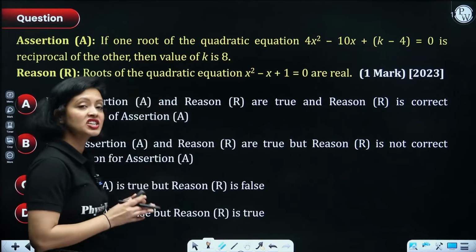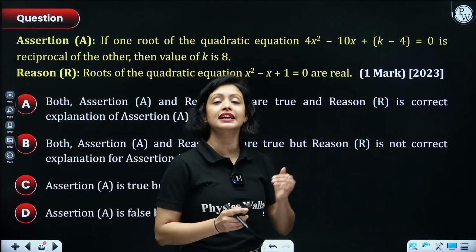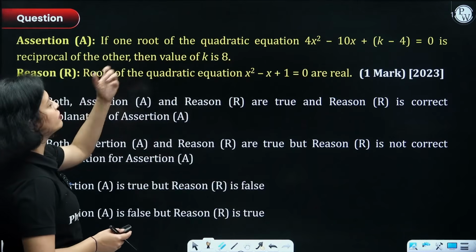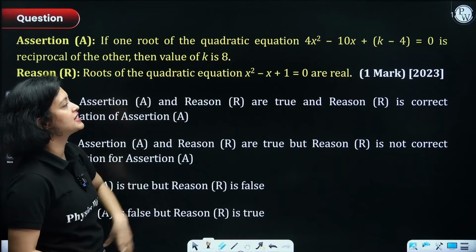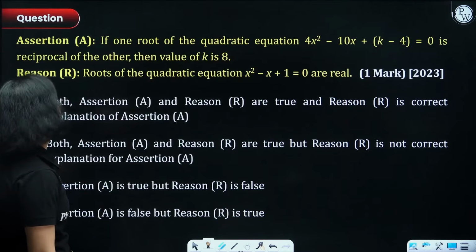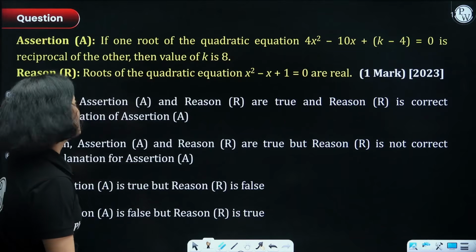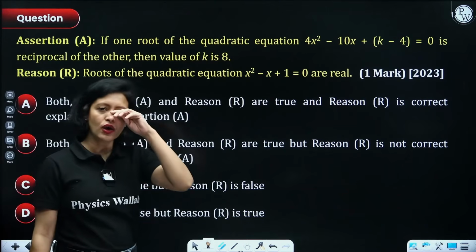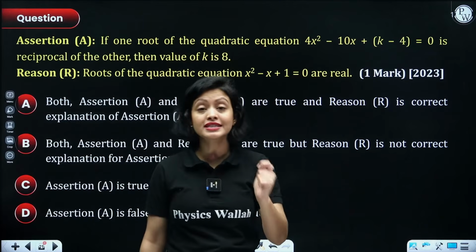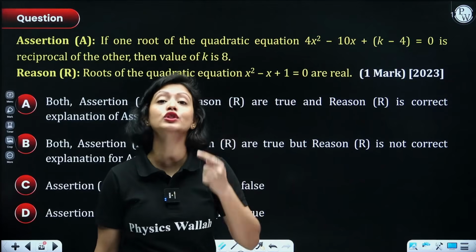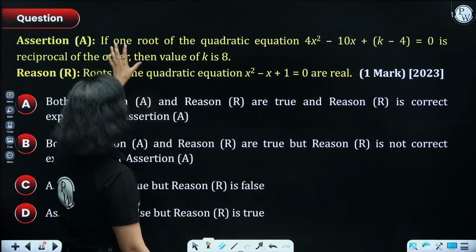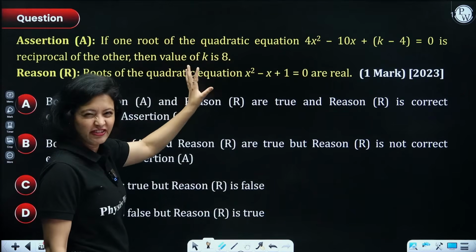This is an assertion reason type question, guys, and again based on nature of roots. If one root of the quadratic equation 4x square minus 10x plus bracket k minus 4 is equal to 0 is the reciprocal of the other, the value of k is 8. Whenever you have an assertion reason type question, the first step is to figure out whether both the statements are individually correct or not, right? So here let's check whether this statement is individually correct or not.